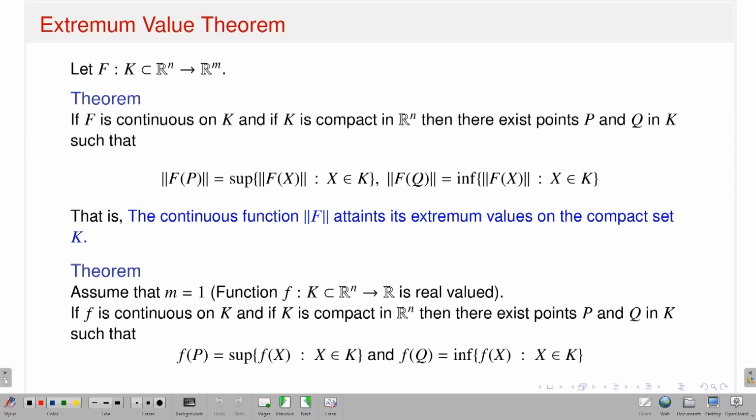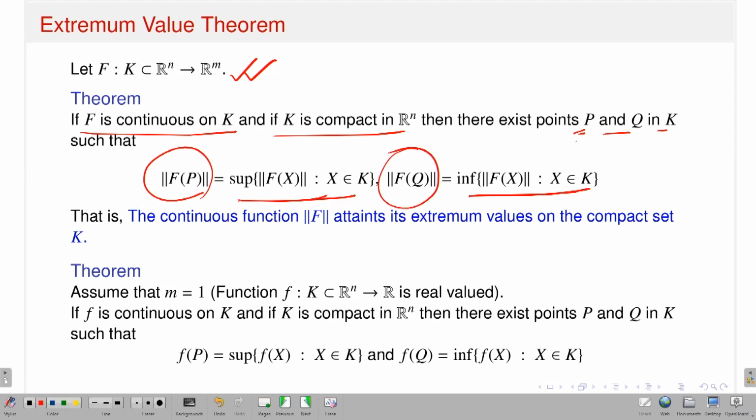So now once I have the bounded set, I can talk about its supremum and infimum, at least for the norms case. I am starting with the function F from K, a subset of R^n, to R^m. If capital F is continuous on K and K is compact in R^n, then the theorem says that there exist points P and Q in K such that this supremum and infimum exist, because I just proved that the image of a compact set is compact. So this supremum and infimum exist. But what is more important is the existence of P and Q in the set K such that this supremum is nothing but the norm of F(p) and this infimum is nothing but the norm of F(q). That is very important. That means it attains the supremum and the infimum. That means it attains the extremum. So that is the beauty.